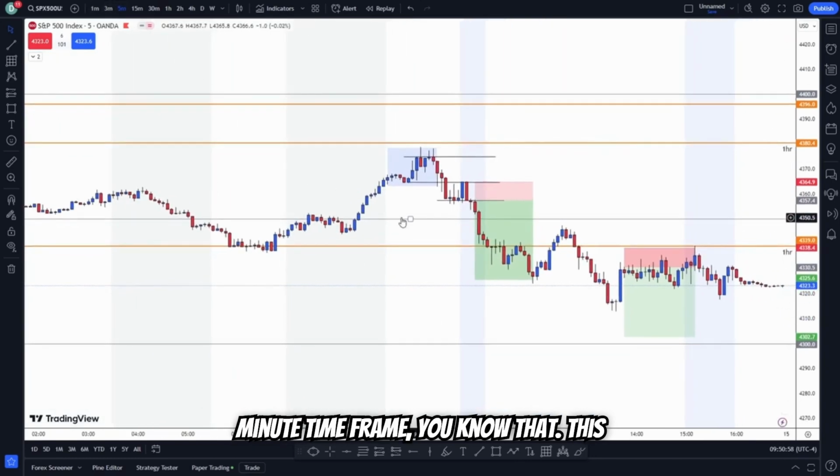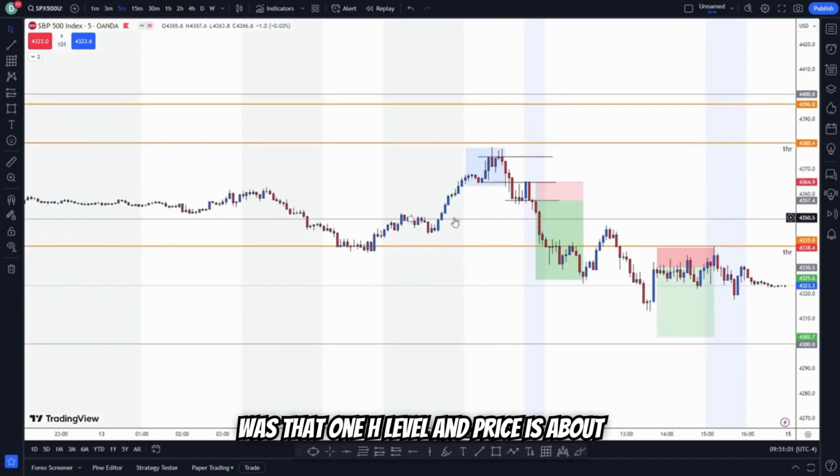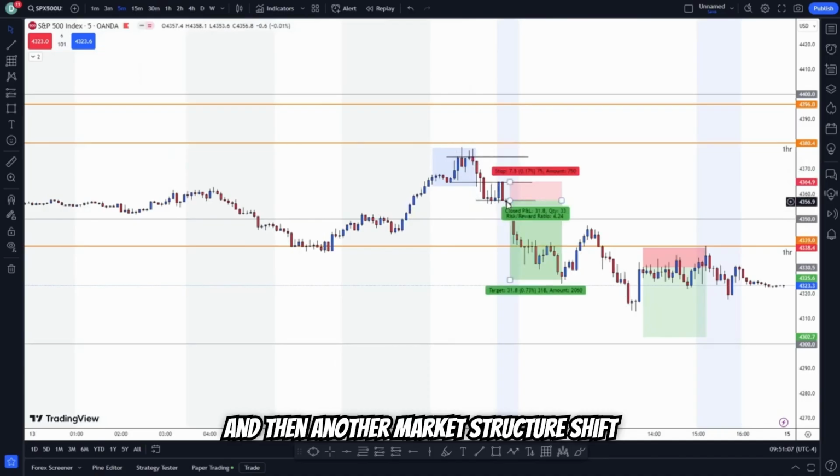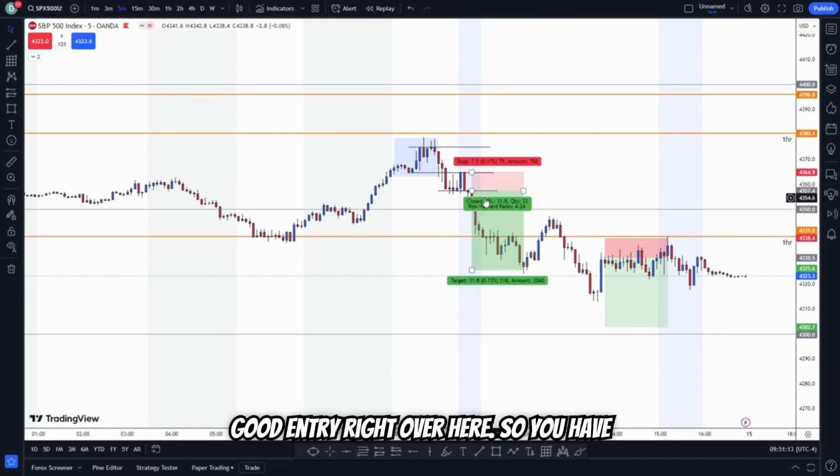So you will go into the 5-minute time frame. You know that this was that 1H level and price is about to go bearish. And when you see this type of two times confirmation from the breaker and then another market structure shift right over here, it's a good way to enter over here. It was a good entry right over here.